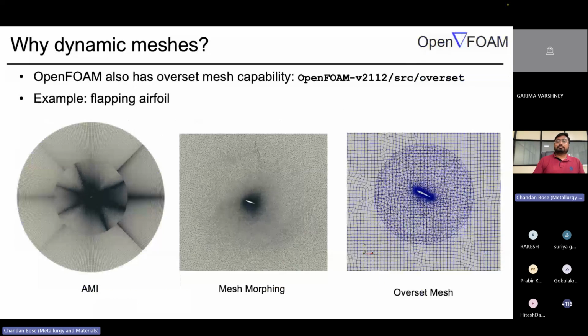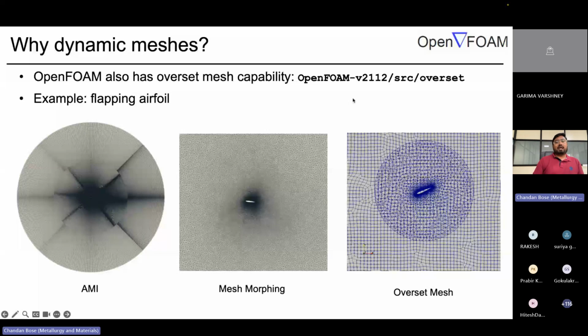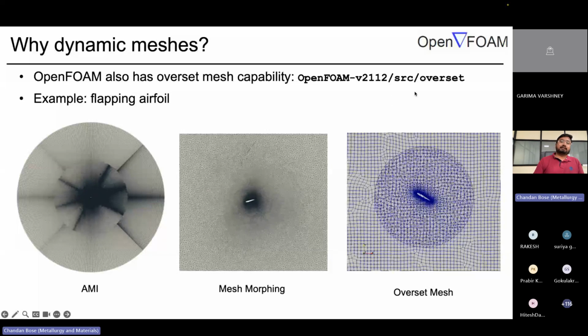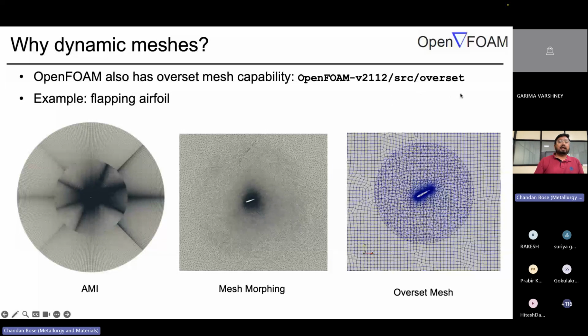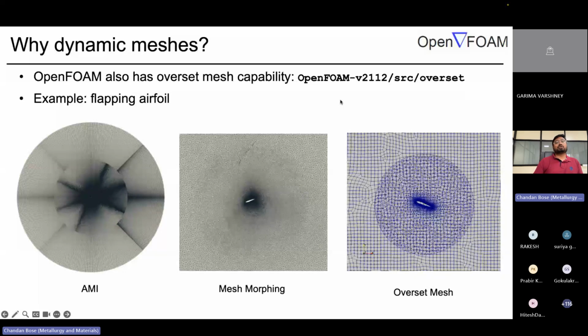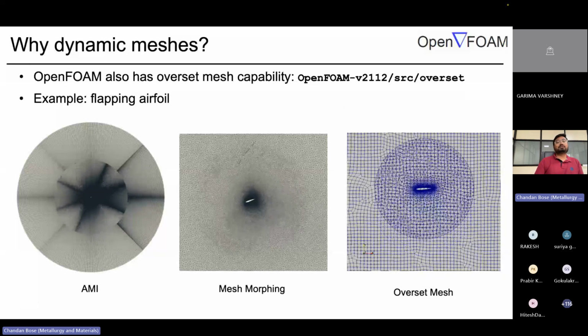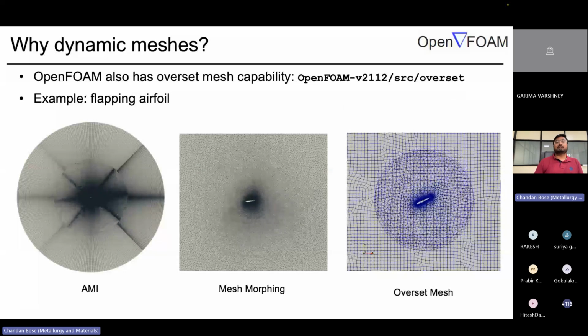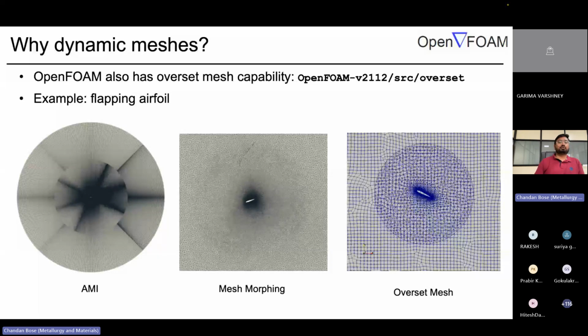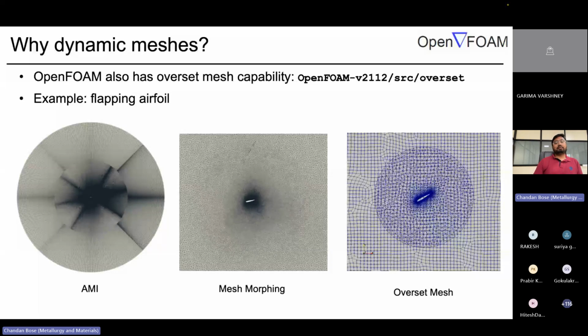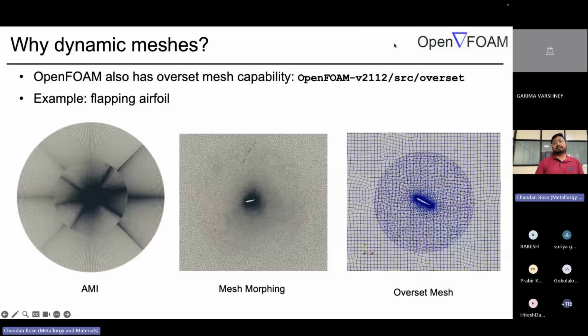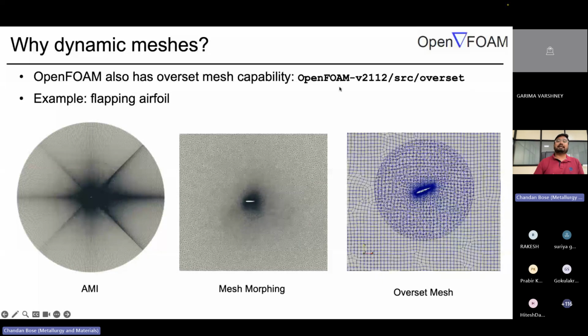Okay. So OpenFOAM also has an overset mesh capability, but the older versions of OpenFOAM didn't have it. So this is relatively a newer addition as a mesh motion strategy. And here you can see three different examples of doing the same problem.